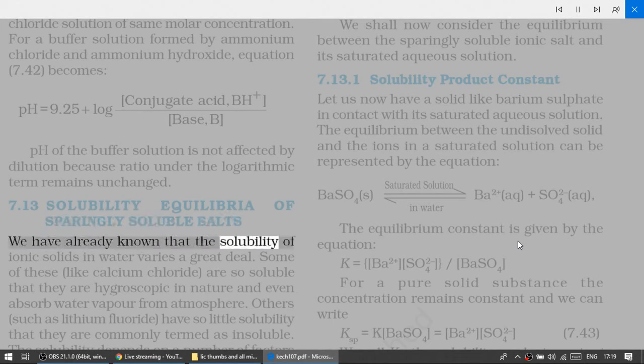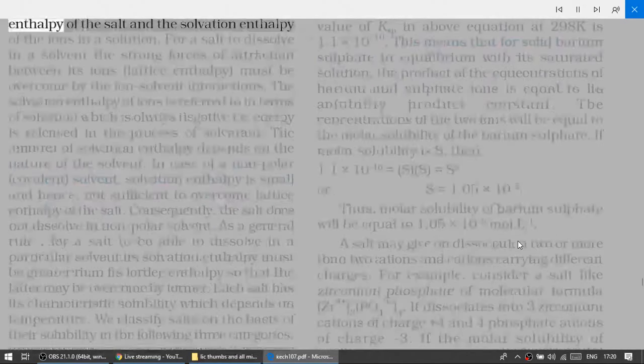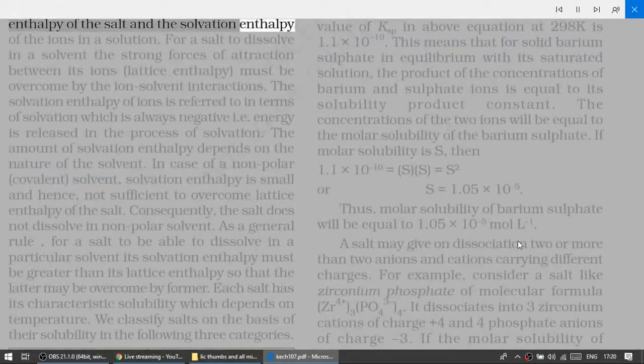7.13 Solubility equilibria of sparingly soluble salts. We have already known that the solubility of ionic solids in water varies a great deal. Some of these, like calcium chloride, are so soluble that they are hygroscopic in nature and even absorb water vapor from the atmosphere. Others, such as lithium fluoride, have so little solubility that they are commonly termed as insoluble. The solubility depends on a number of factors, important amongst which are the lattice enthalpy of the salt and the solvation enthalpy of the ions in a solution.